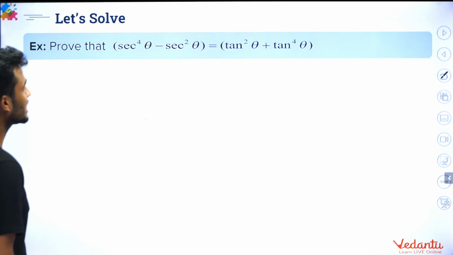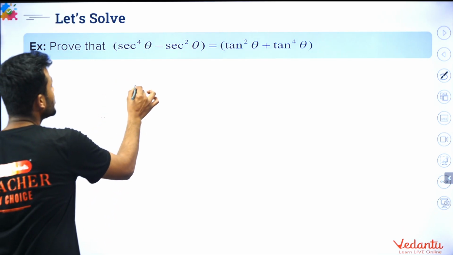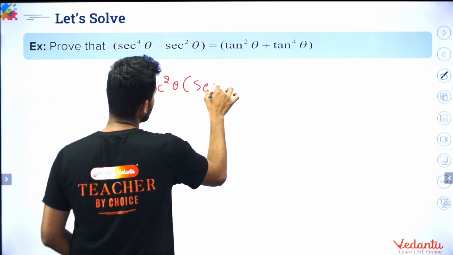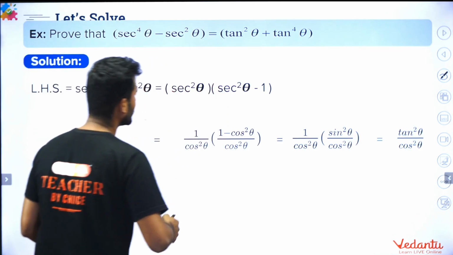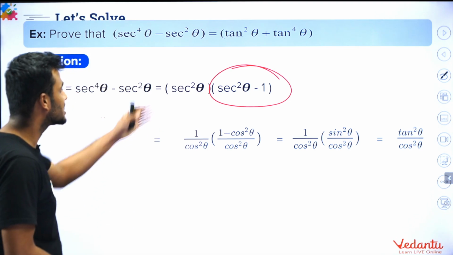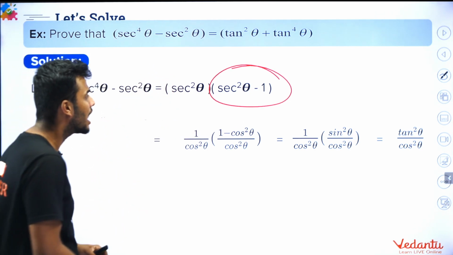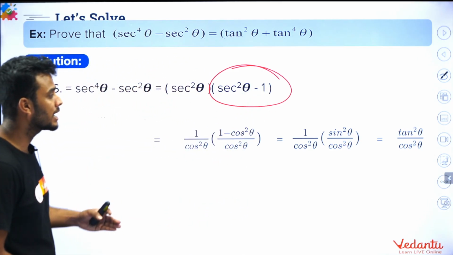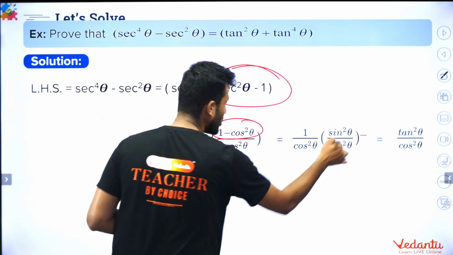Then next question. Secant square theta is there. Here you need to take it in common. Take common of one, secant square theta minus 1. What is the value of secant square theta minus 1? How to write secant square theta, guys? Secant square theta is nothing but 1 by cos square theta. If you take an LCM, 1 minus cos square theta becomes sin square theta.